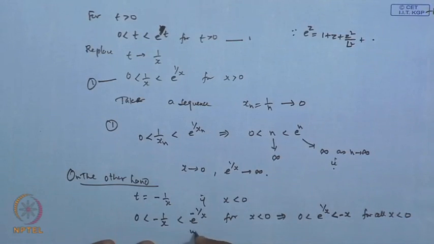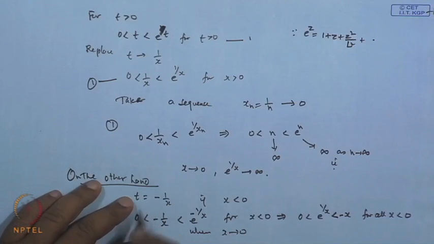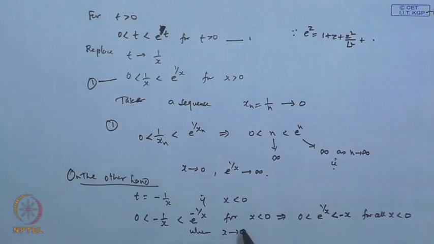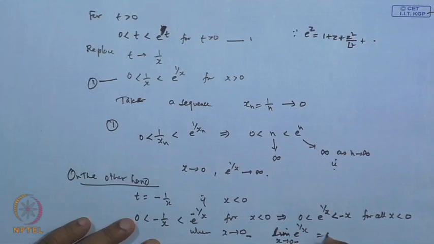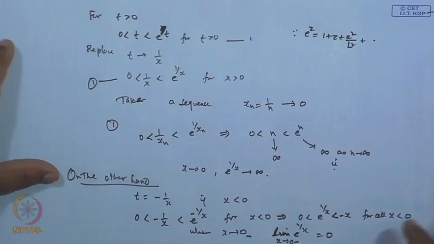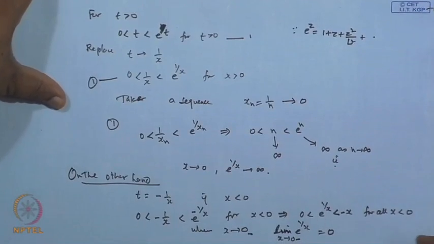So, when x tends to 0, from the left hand side this will be 0. So, this limit comes out to be 0. This implies the limit of e^(1/x) when x tends to 0 from the negative side is 0. Therefore, this limit is done.